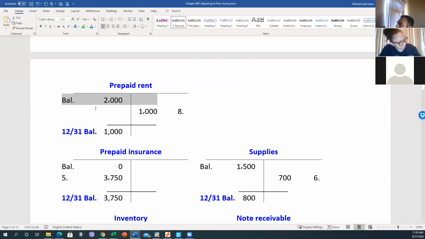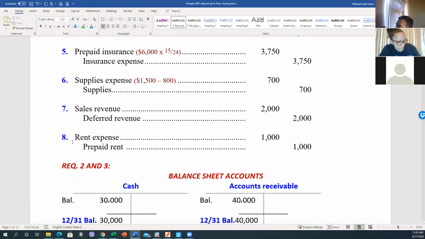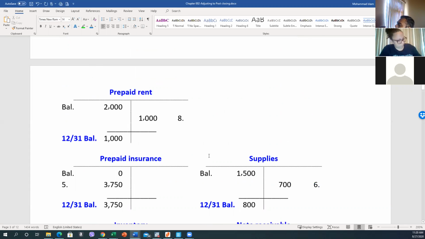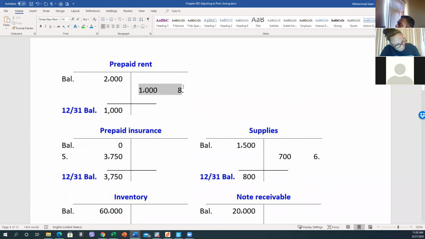So debit, and then we must look at the adjusting entries. If we look at the adjusting entries, we can see that the prepaid rent is credited in adjusting entry number 8. So prepaid rent is credit, so we will credit the prepaid rent. That is what we have done over here. Can you see that? So finally we have a credit of 1,000 and debit of 2,000, so finally our prepaid rent has a debit balance of 1,000.